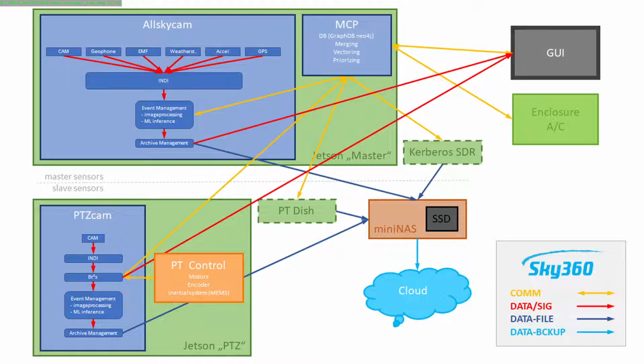The master control program doesn't talk to the event management like in AllSky, because we need a very, very direct way to talk to PT control in this case. PT control controls motors, encoders, and the inertial system that we use to determine where to point, and how to slew, and how to calculate the fastest way to slew to any point.